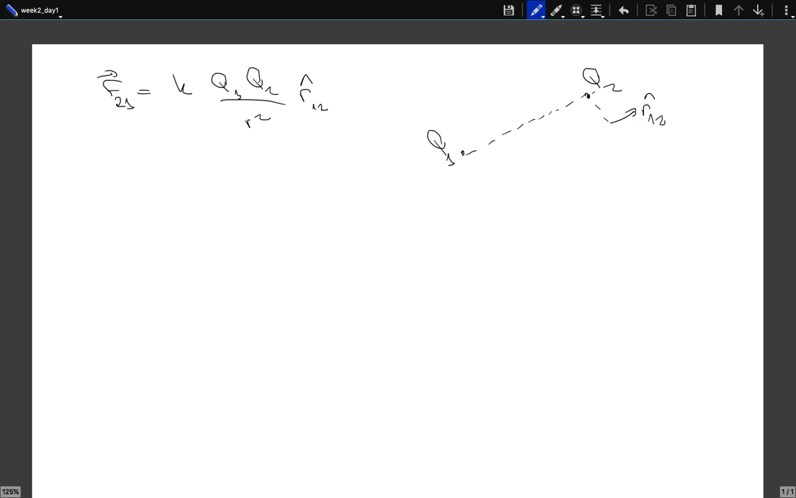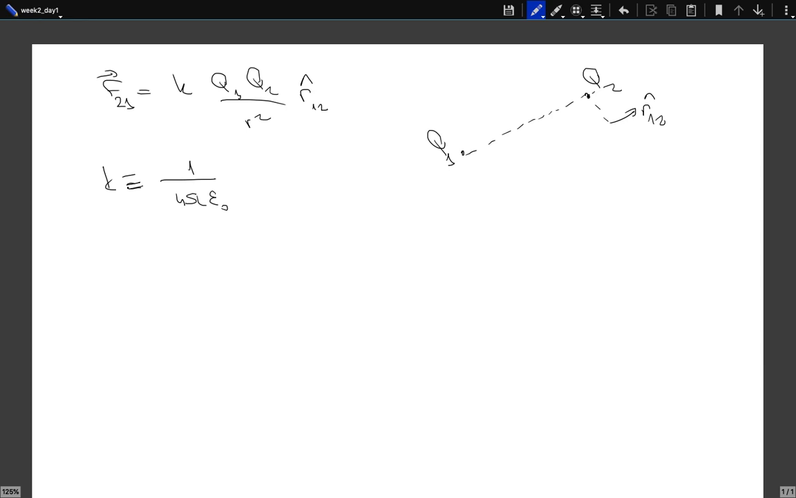So if you write the force in this form, we said that everything, whether the charges are of the same sign or the opposite sign, this is always true. And this constant K is usually written as 1 over 4 pi epsilon 0. It is just a definition.